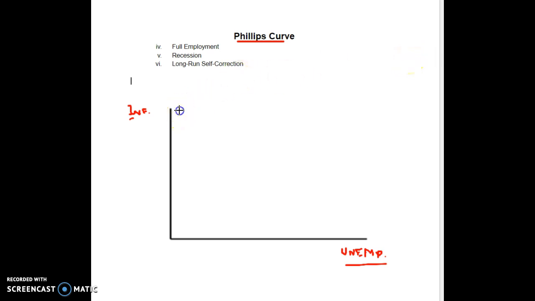Then we have a downward sloping short run Phillips curve like this. We call it SRPC, short run Phillips curve. And the short run Phillips curve is downward sloping because of the trade-off, right? Say I'm in a recession and unemployment is rising. Inflation reduces as aggregate demand shifts left, but unemployment goes up. So while inflation going down is good, unemployment going up is bad.